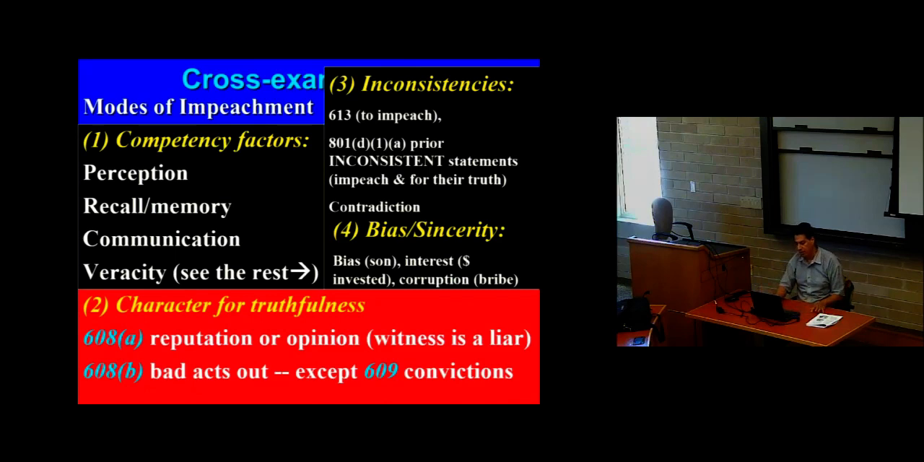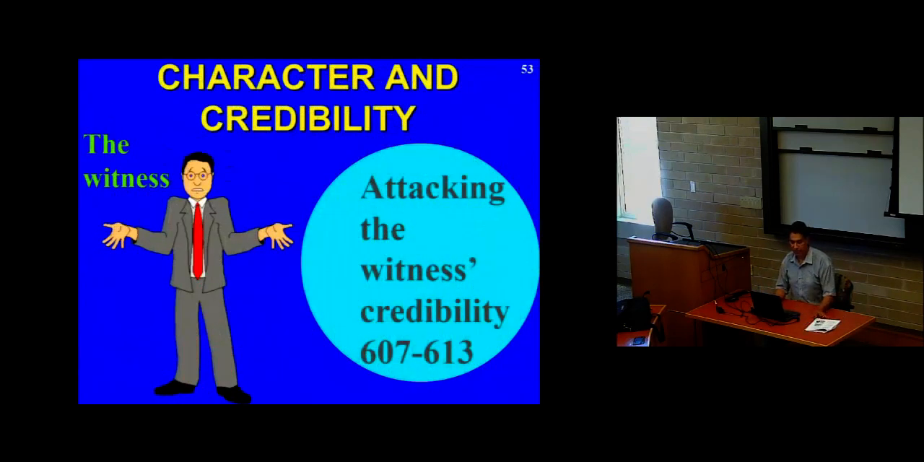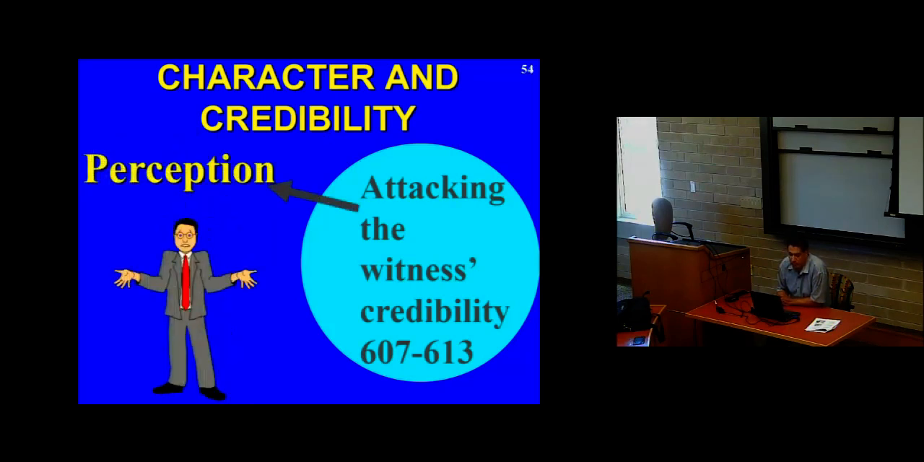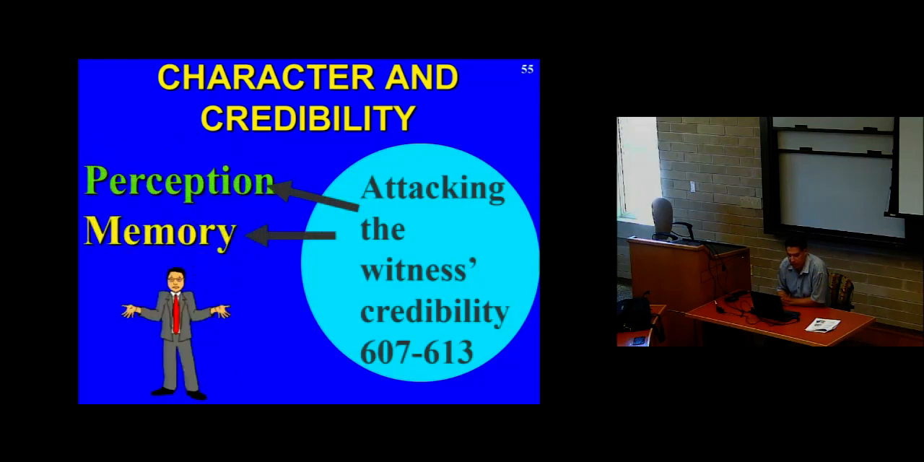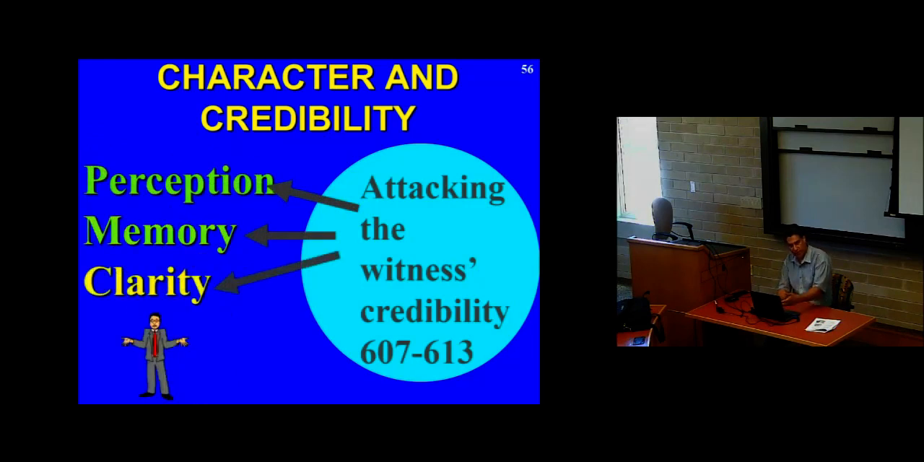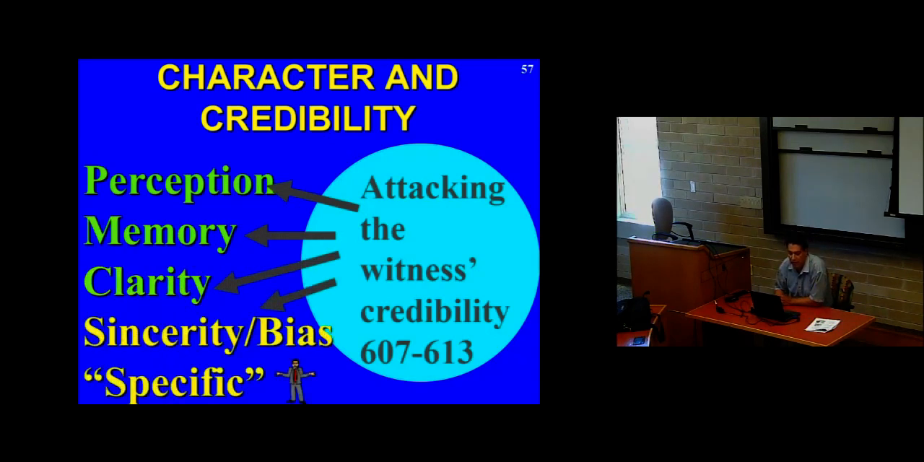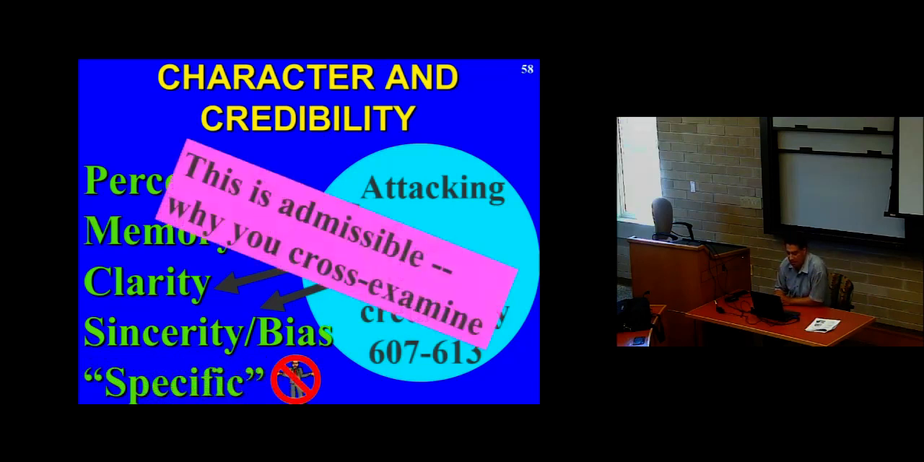Okay, those are all the areas of cross-examination. What are we trying to do with these rules? That is, if there's the witness there and we're attacking their credibility from Rule 607 to 613, what are we going after? We're going after their perception, we're going after their memory, we're going after their clarity or their communication, or how plausible is their story, and then finally the sincerity, the bias. Are they specifically lying, or have we caught them in a lie?